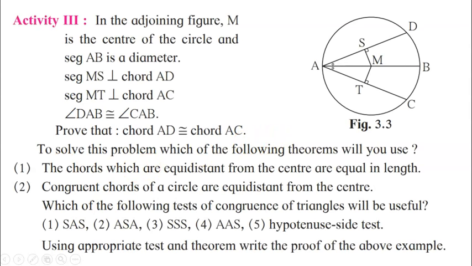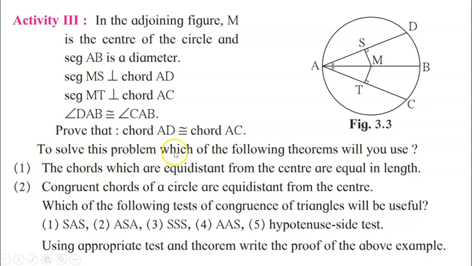Now, next activity. In the adjoining figure, M is the center of the circle and segment AB is a diameter. Segment MS is perpendicular to chord AD. Segment MT is perpendicular to chord AC. Angle DAB is congruent to angle CAB. Prove that chord AD is congruent to chord AC.